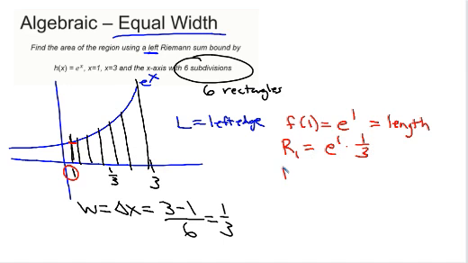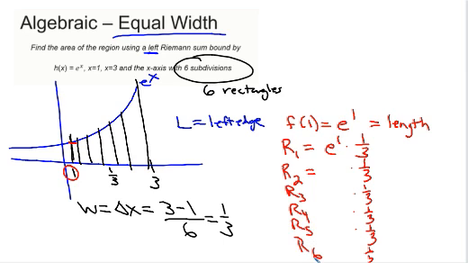Our second rectangle is still going to have a 1/3. As a matter of fact, all 6 of them have a width that's 1/3. All 6 rectangles. And we're going to add all these together. All right? So that's why we're told that we could do this algebraically. I'll get to that in just a second.